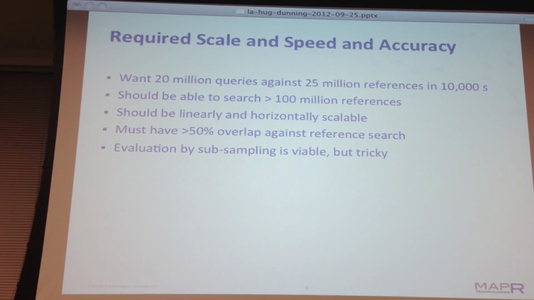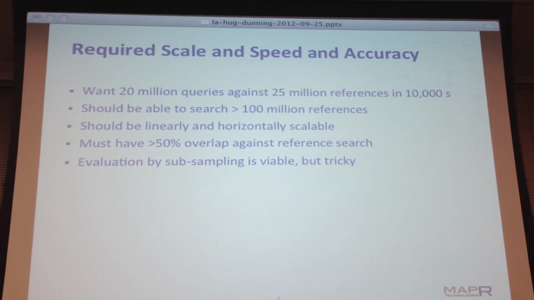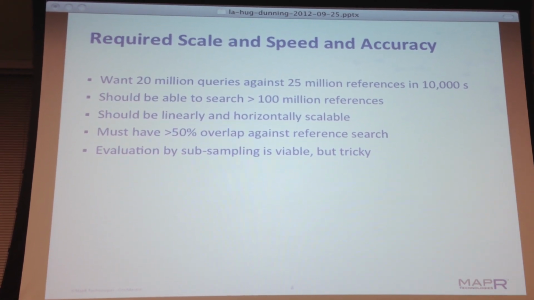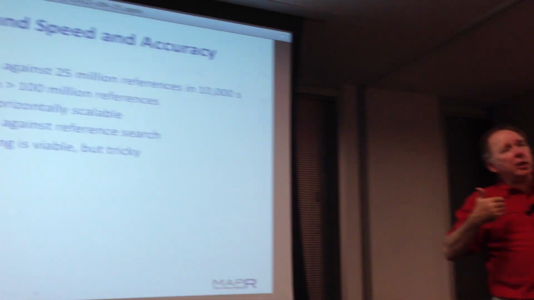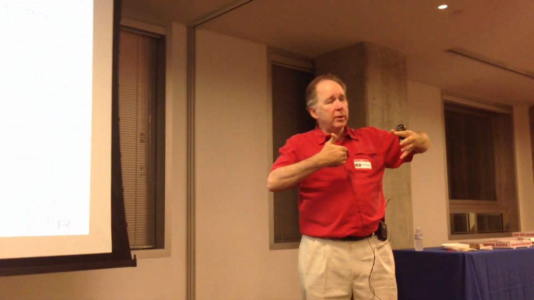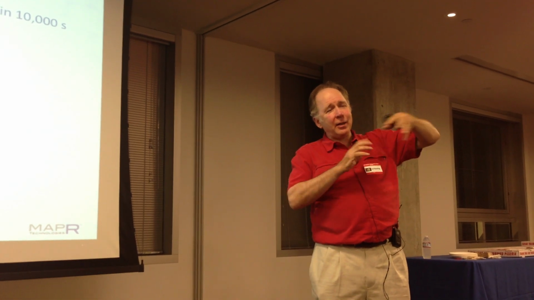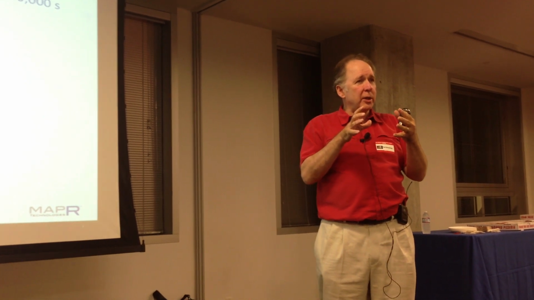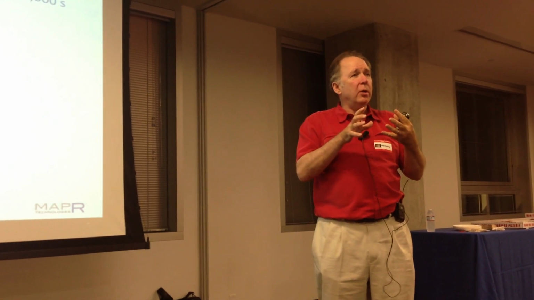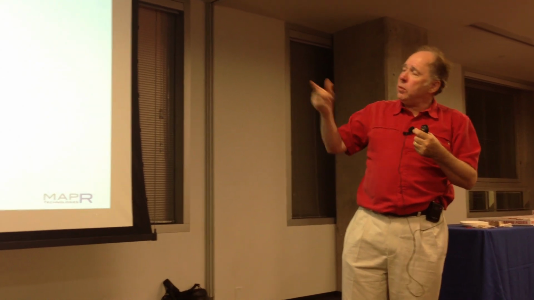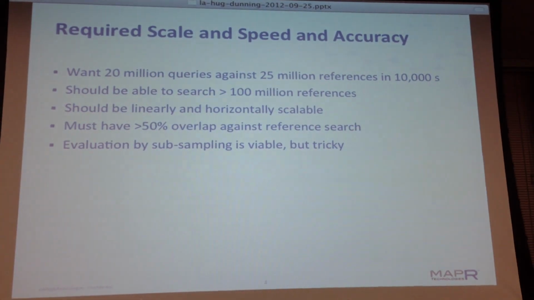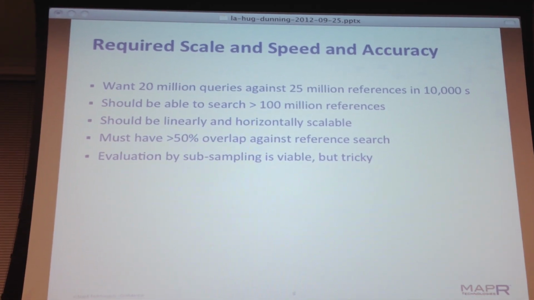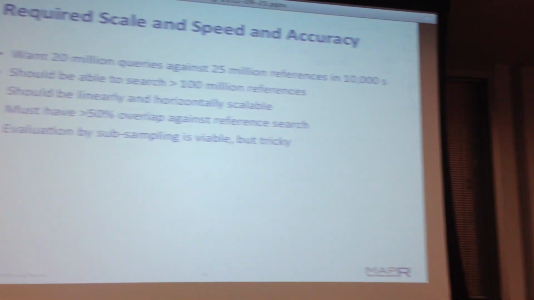We probably need, and this is based on just empiricism, about 50% overlap with the correct search result. So we're willing to say that as long as we find a lot of close by points, it's okay if we don't find exactly the nearest ones, but find points that are about as near as the nearest ones and have a pretty good overlap with the actual nearest ones. And we can evaluate it by subsampling, so we can do many fewer queries, for instance, against the 25 million.